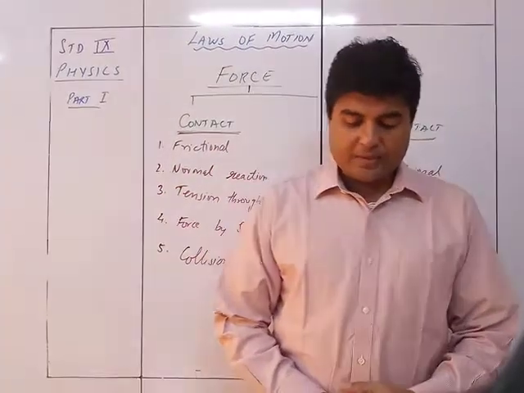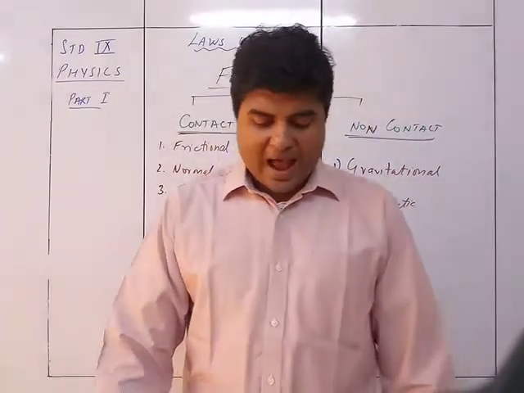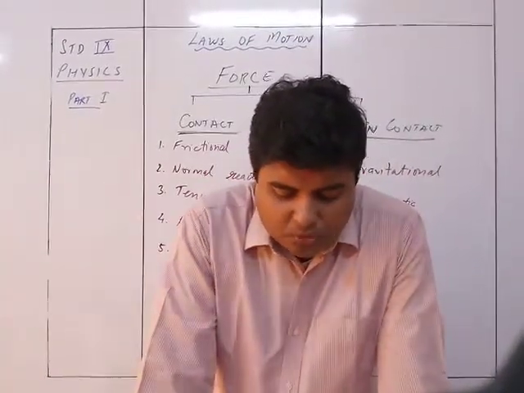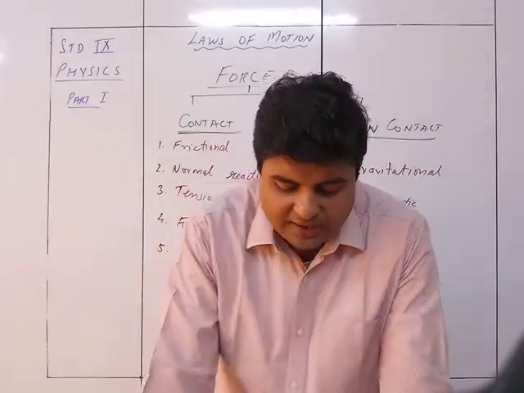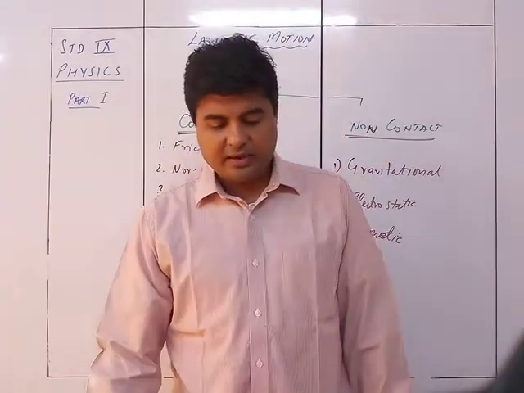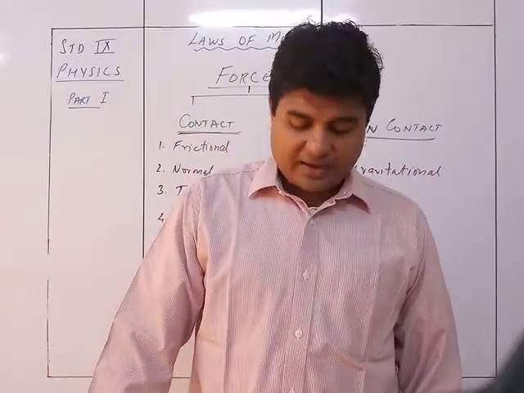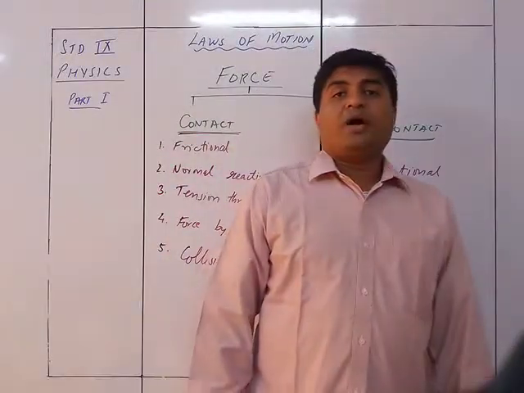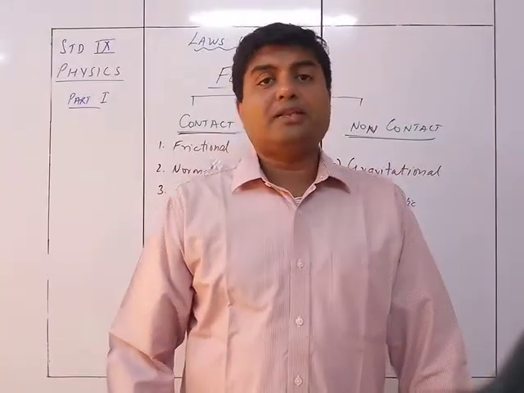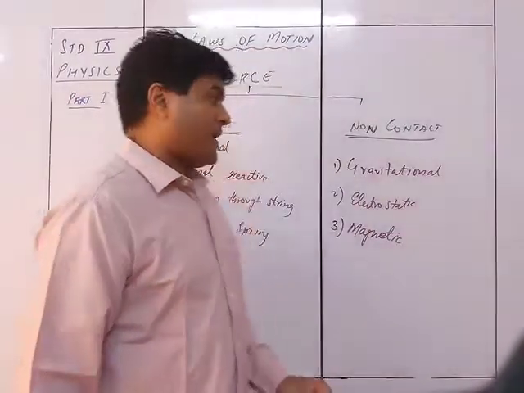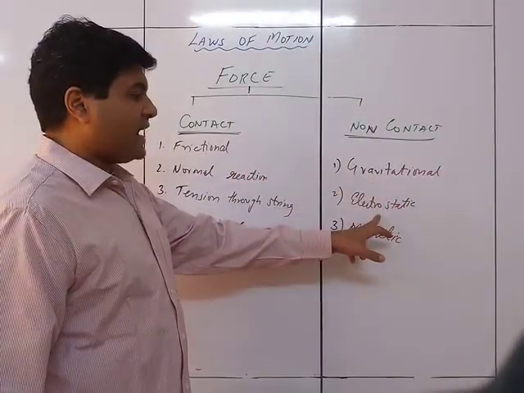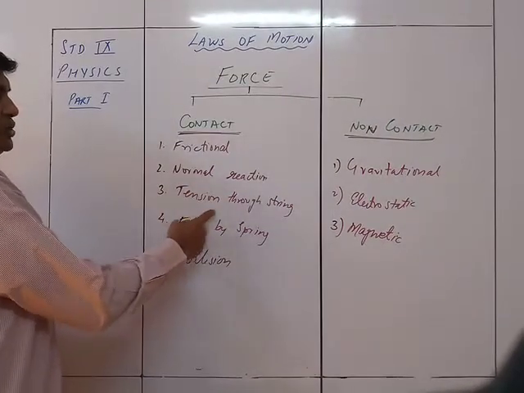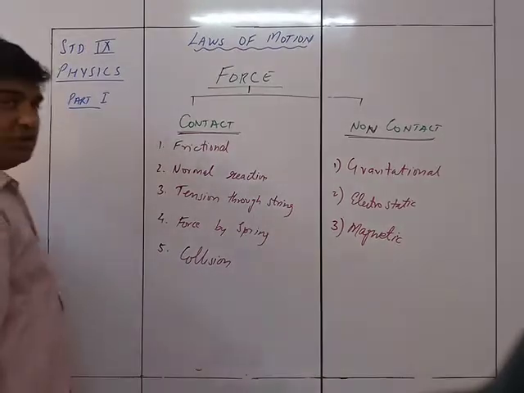For example, when a pole of a magnet is brought near small iron nails without touching them, an opposite polarity is induced on the nail and it moves towards the magnet. The motion of the nail is due to the magnetic force of attraction exerted between the unlike poles of the magnet and the nail. So you can see in this way the magnet attracts the nails towards it, and that is nothing but the magnetic force. So these are the three non-contact forces: gravitational force, electrostatic force, and magnetic force. And the contact forces are frictional force, normal reaction force, tension through string, force by spring, and collision.